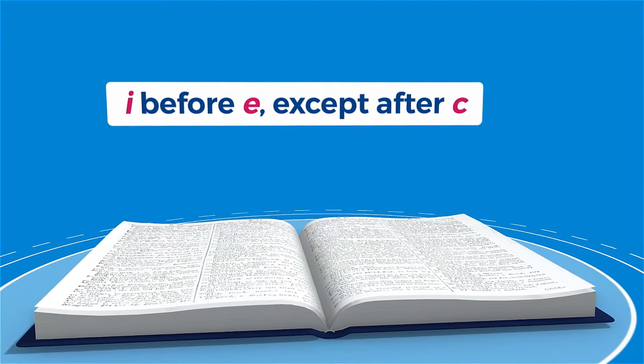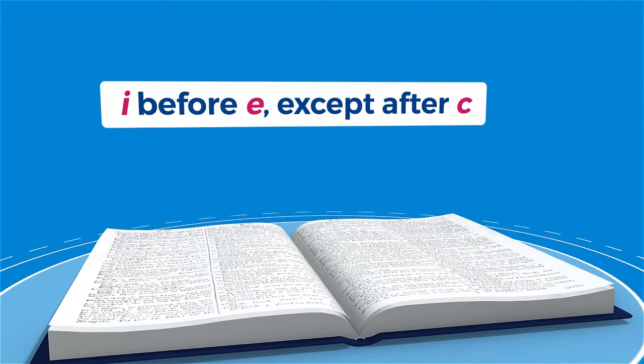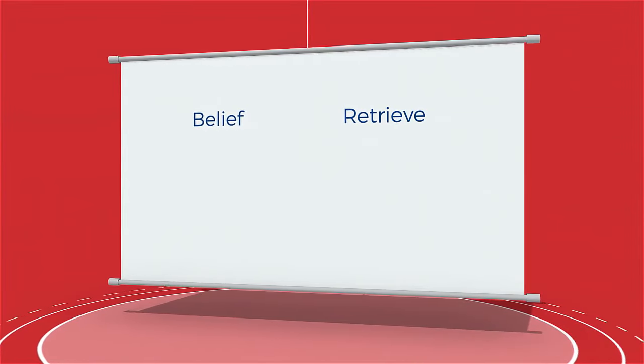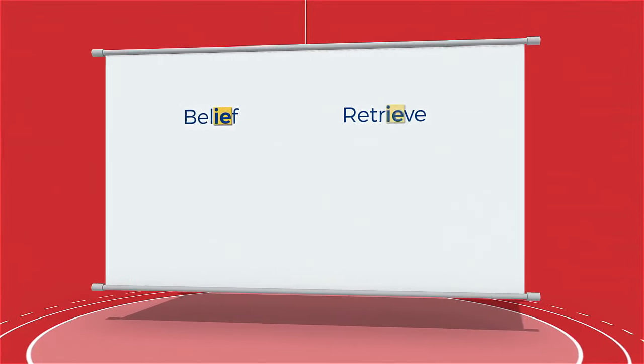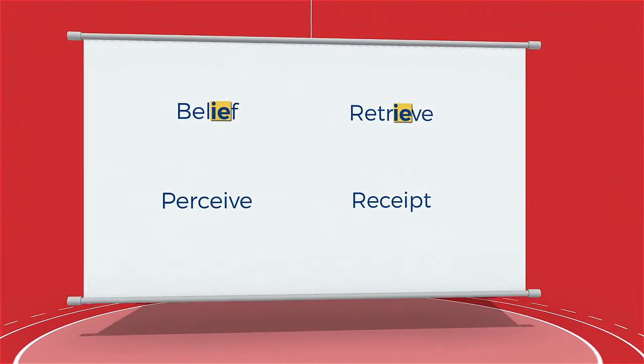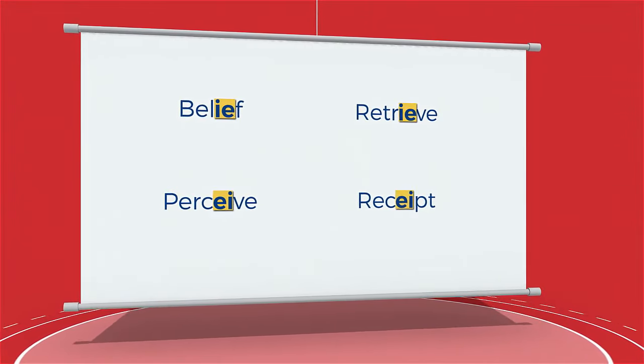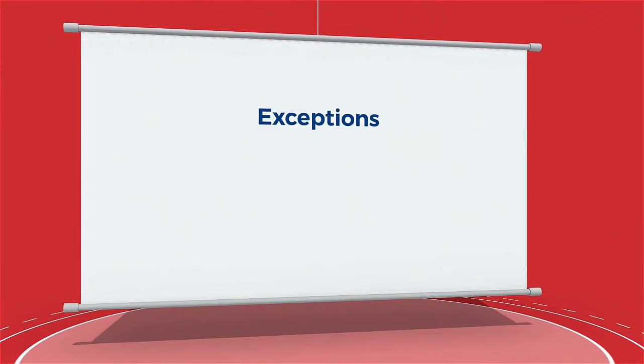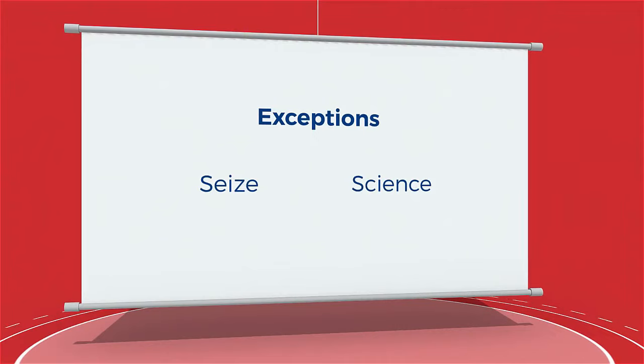This means that when a word has an I beside an E after any letter but C, you spell the word with IE, for example, belief and retrieve. If it follows a C, you usually use EI, as in perceive and receipt. There are exceptions though. Words like seize and science don't follow the rule. Still, it's a handy rule of thumb.